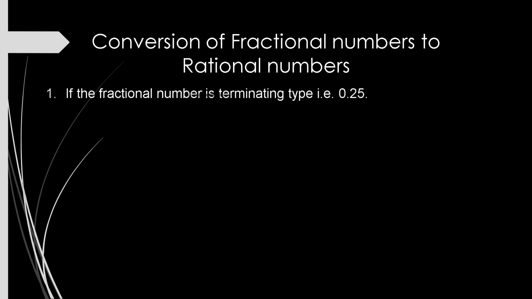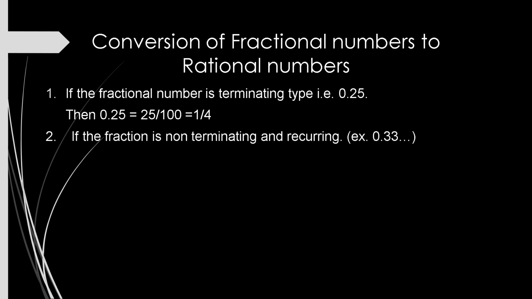Now coming to the conversion of fractional numbers to rational numbers. If the fractional number is of the terminating type, for example 0.25, then we have to divide it by 100, because after the decimal there are only 2 digits. If there are 3 digits, we are supposed to divide it by 1000. If there is only 1 digit, we are supposed to divide by 10.